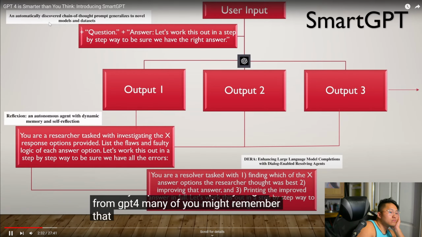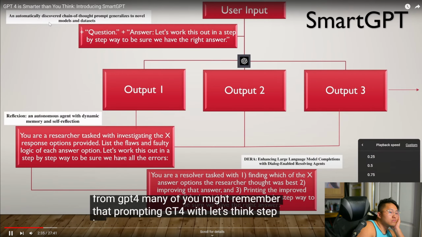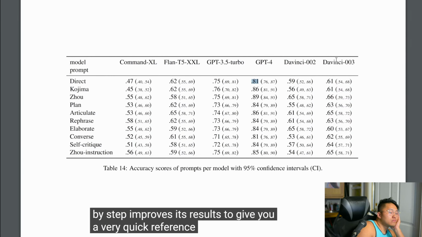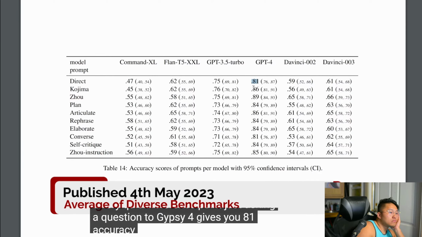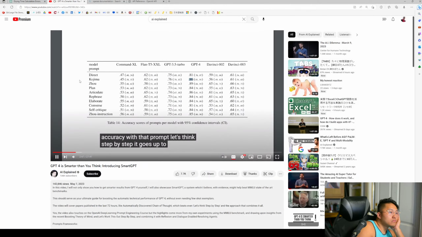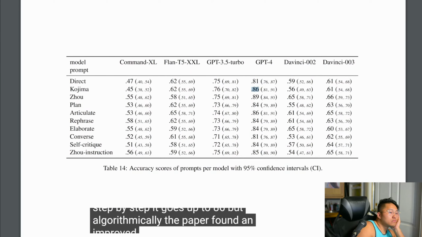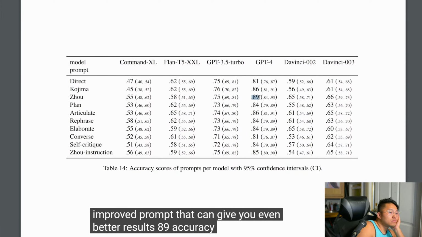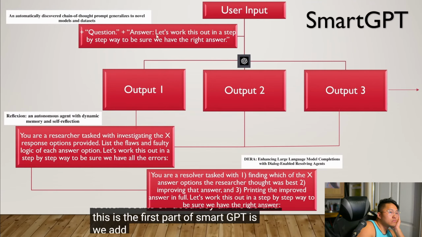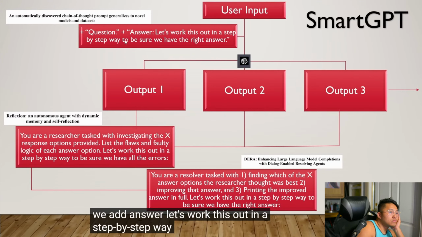Many of you might remember that prompting GPT-4 with "let's think step by step" improves its results. To give you a very quick reference point, just asking a question to GPT-4 gives you 81% accuracy. With that prompt, "let's think step by step," it goes up to 86%. But algorithmically, the paper found an improved prompt that can give you even better results, 89% accuracy. All we do, and this is the first part of smartGPT, is we add "answer, let's work this out in a step-by-step way to be sure we have the right answer."